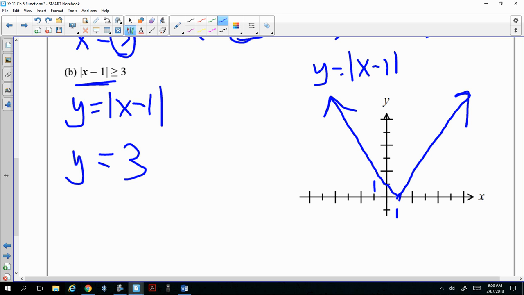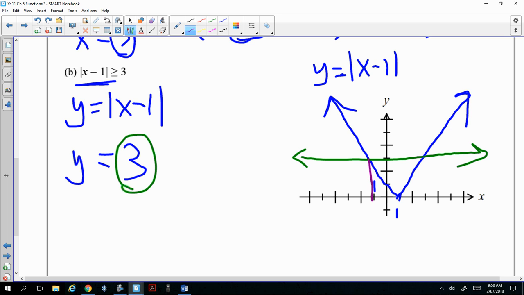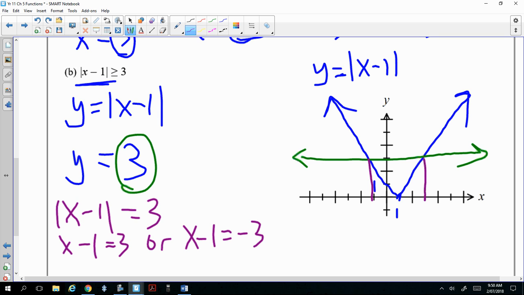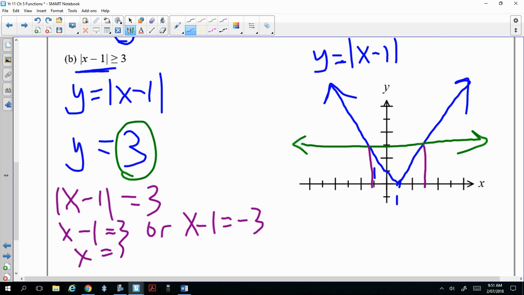To find out where they cross, just solve this one first. x minus 1 equal to 3, or x minus 1 equal to -3. Hang on, that's equal to 4. So cross at 4, cross at -2. You solve this one, it's 3, and 1 plus 3 is 4. And then this is -2.